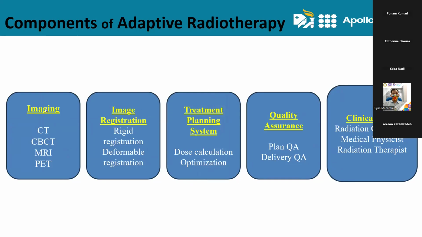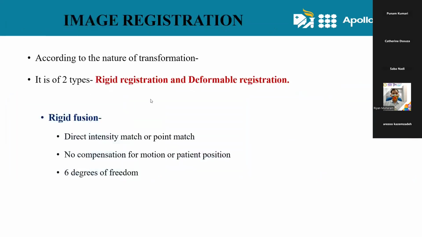So the components of adaptive radiotherapy: successful implementation of ART requires several components working together. First is the imaging, that is CT, CBCT, MRI, PET, and the image registration, that is rigid registration and deformable registration. Third is the treatment planning system, quality assurance, and the clinical team: radiation oncologist, medical physicists, and the radiation therapists. These are the major components working together for the successful implementation of ART. So we know imaging is the foundation of adaptive radiotherapy.